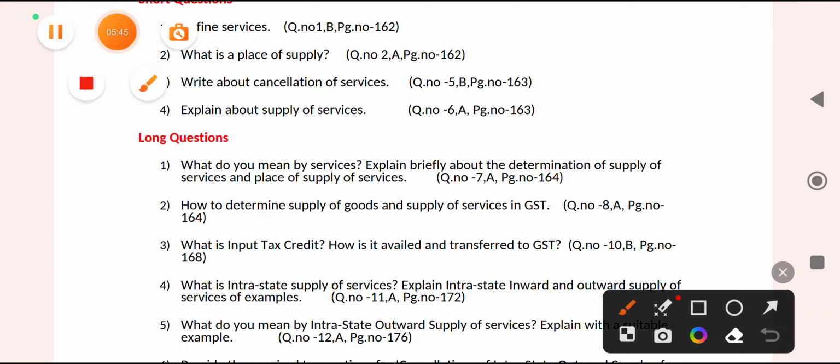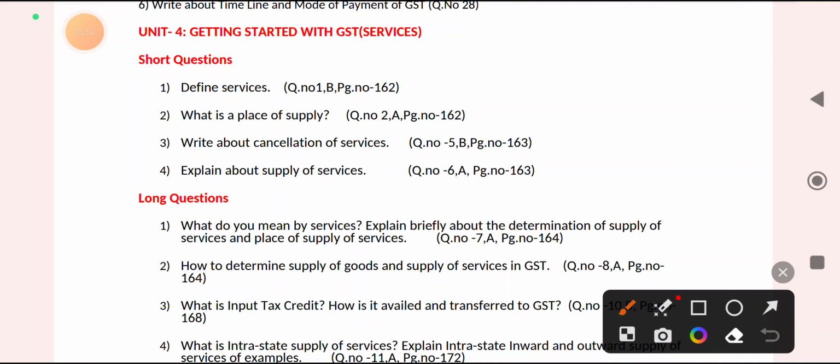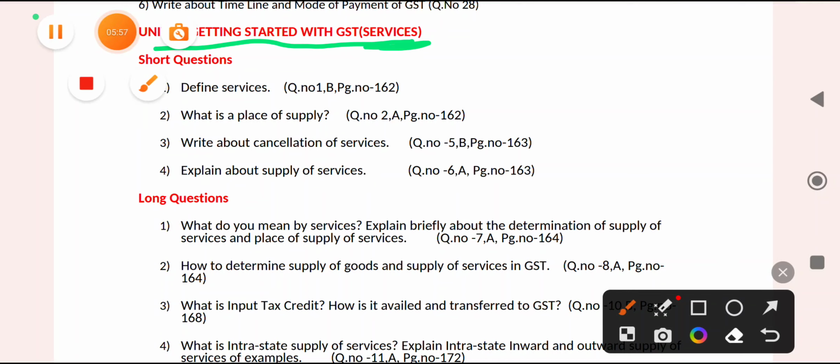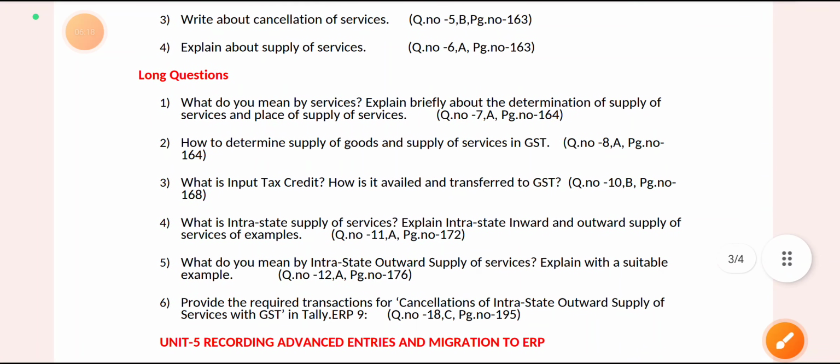Next, getting started with GST services. This is similar to your second unit. So next one is what? Define short questions. Define service. What is a place of supply? Write about cancellation of services. Explain about supply of services. These are the theory questions mostly asked.